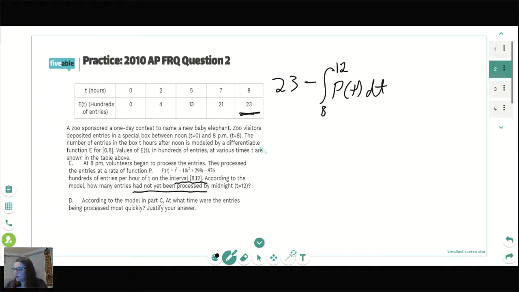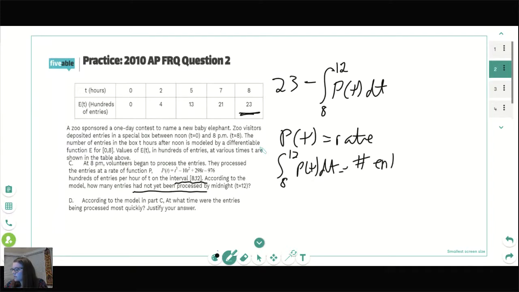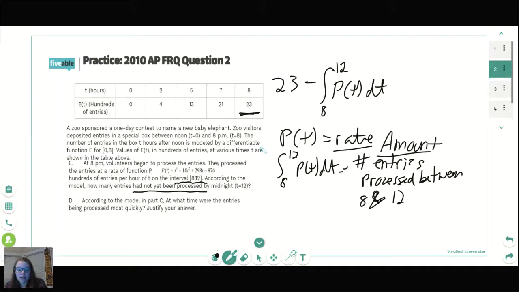Why do we take the integral? So P of t is a rate. So the integral from 8 to 12 of P of t is going to tell us the number of entries processed between 8 and 12. That's supposed to be an and sign. It's harder on this computer. So it's the number of entries processed between 8 and 12. Since we've started with a rate, if we integrate it, we find the amount. We find exactly how much has been processed during that time.